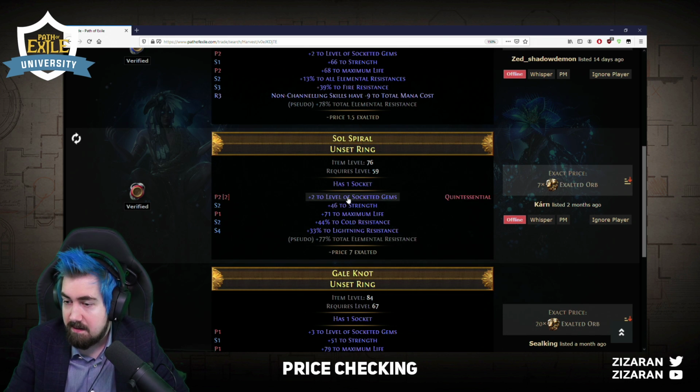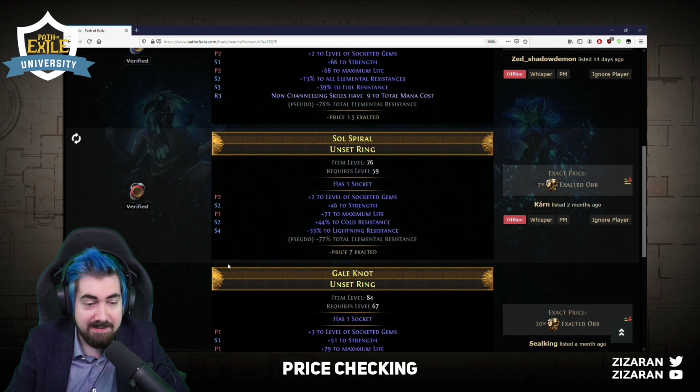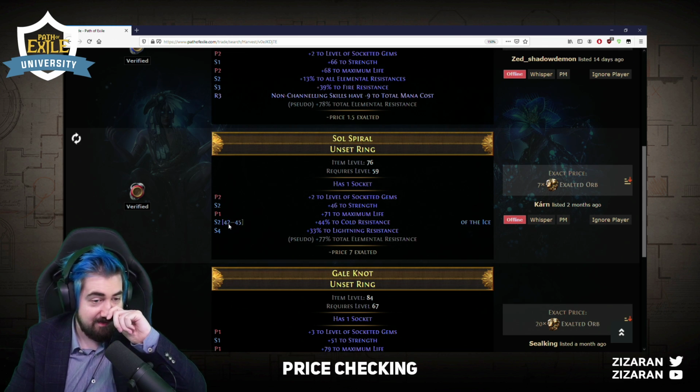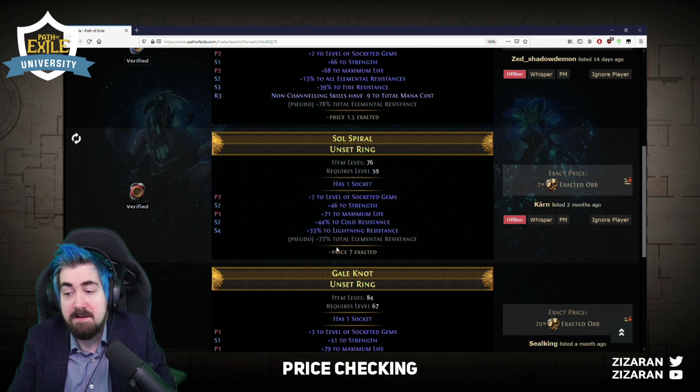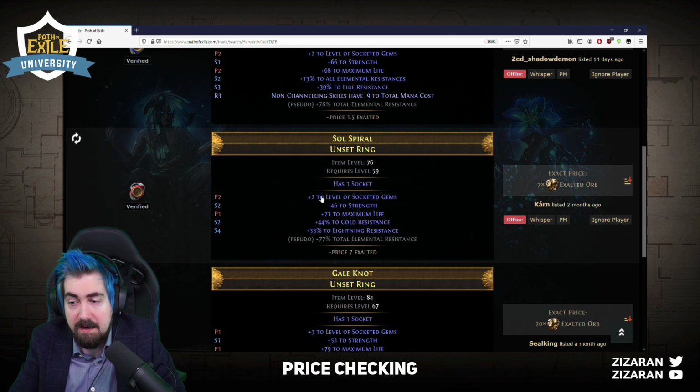Wait, that's basically the ring I made up. Just slightly lower lightning. That's the ring I fake made up. That's the fake ring, but it's a real ring. So this is obviously a very, very good ring, right? And if this had elemental damage with attacks or flat physical damage, quite a lot of spellcasters wouldn't be interested in that. And obviously this guy has listed it for 7x. It kind of is worth that much. Maybe not in Harvest, but on Hardcore, maybe.